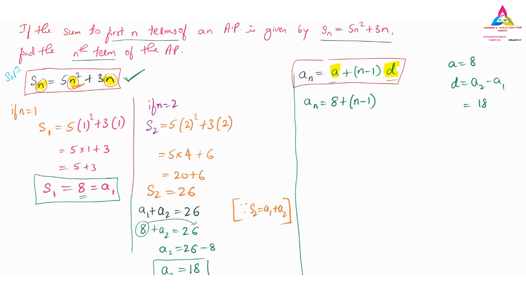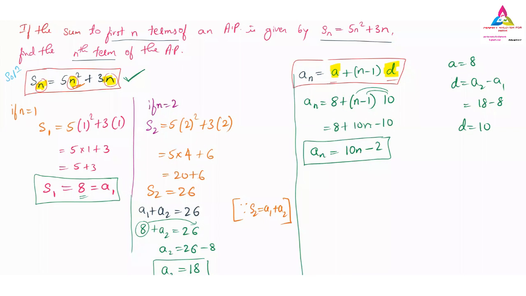A2 value is 18 minus 8. 18 minus 8 is 10. So D value is nothing but 10. Substitute the D value here, 10. 8 plus 10 into N is 10N. 10 into minus 1 is minus 10. So 10N will remain as it is. Minus 10 plus 8: the greater number is negative, so it has the negative symbol. So 10 minus 8 is 2. So that is your AN formula. So this is your answer.